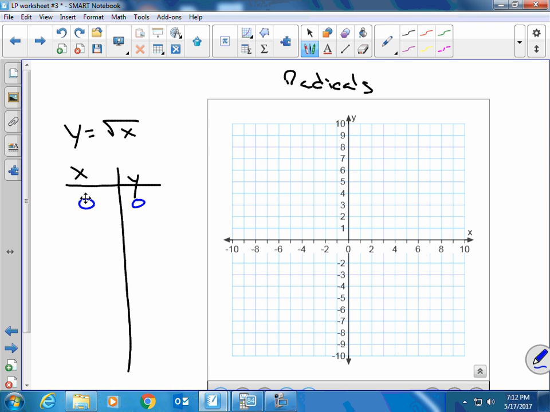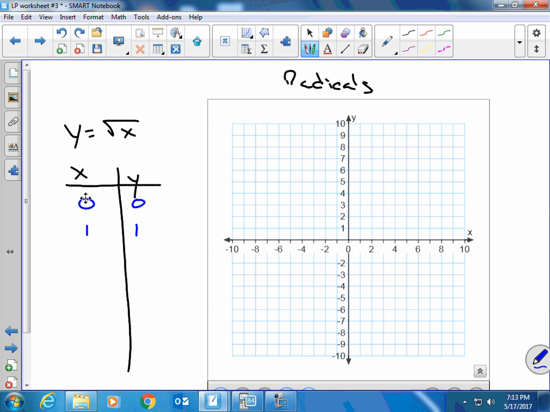All right, let's pick another number. Let's pick it carefully. Pick a number whose square root will be a whole number. I don't have to pick those numbers. I can pick anything I want that's a positive number. But we might as well pick some nice, neat numbers that will allow us to get a feel for this graph fairly easily. 1. What number times itself gives me 1? 1. 1 times 1 is 1.